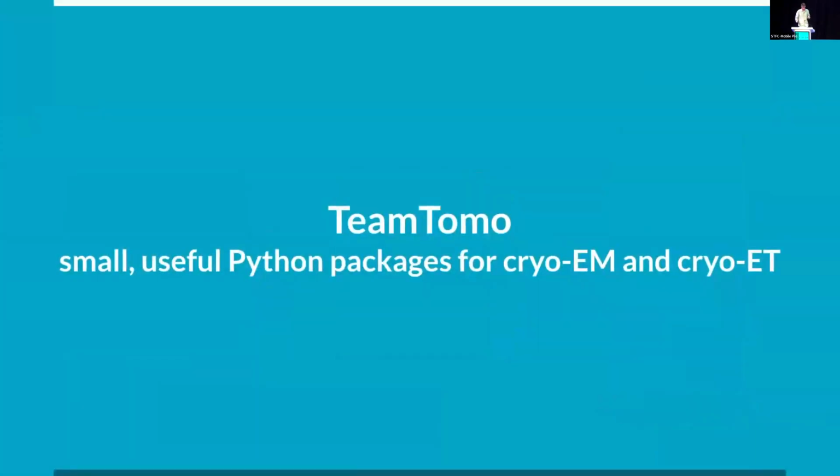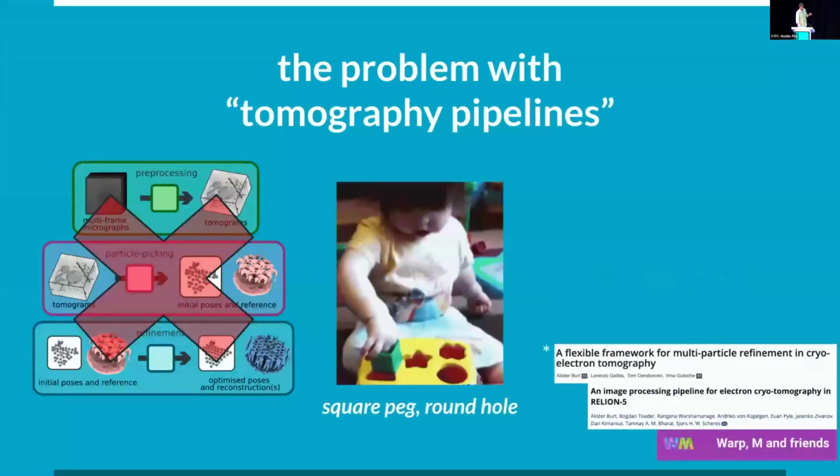I'm going to talk a little bit now about the open source things that I like to do. These all generally come under an umbrella that's now called Team Tomer. These are small, useful Python packages for doing cryo-EM and cryo-ET stuff. So, tomography pipelines: probably you all want the perfect pipeline. I want the perfect pipeline. It would be great. But the reality is, lots of software developers are doing different things in different places. They don't necessarily know about everything that's going on in all the other packages. And so making these things talk to each other is a huge pain point.